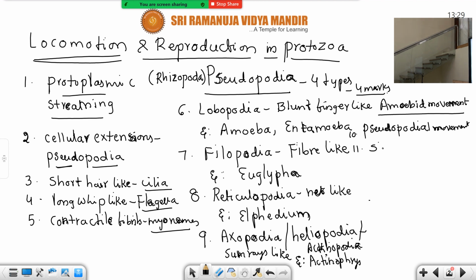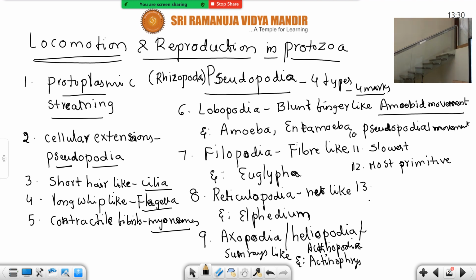It is the slowest locomotion in protozoa. Another important point: slowest locomotion, very slow, not fastest. The fastest locomotion is ciliary, and the slowest locomotion is amoeboid locomotion. It is also the most primitive locomotion. There are several theories put forward to discuss this amoeboid locomotion.